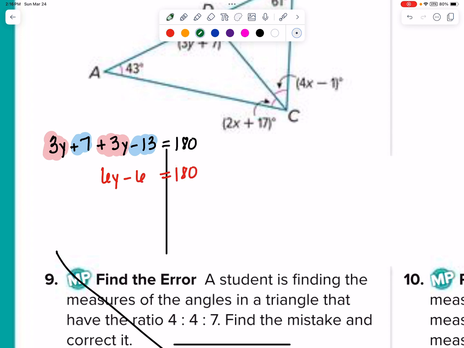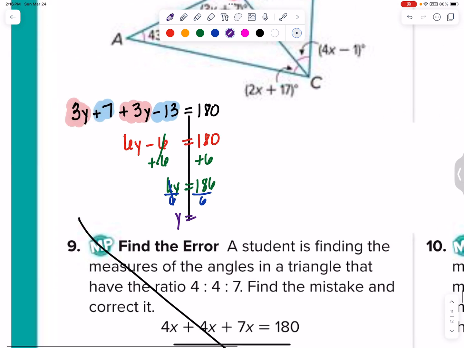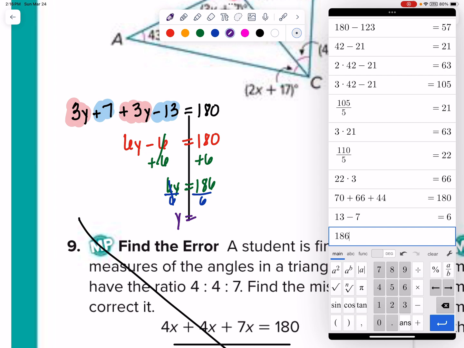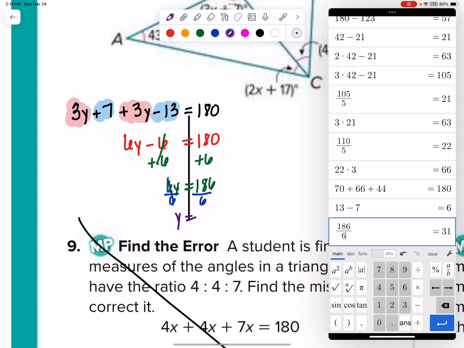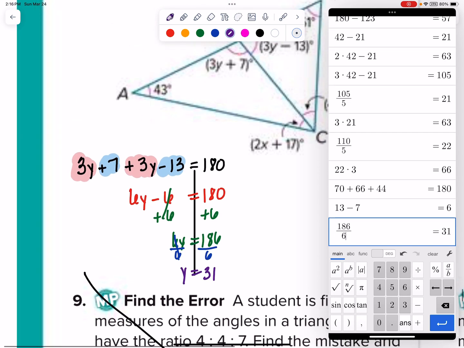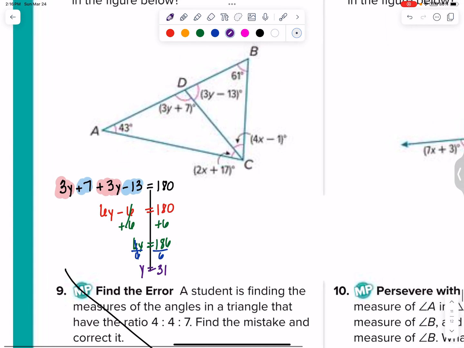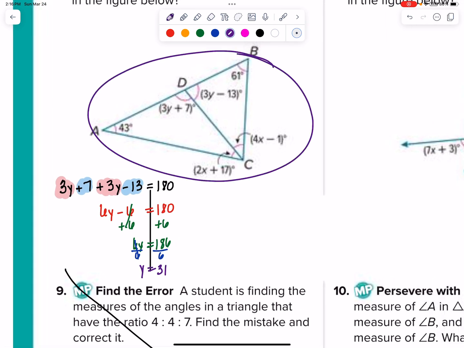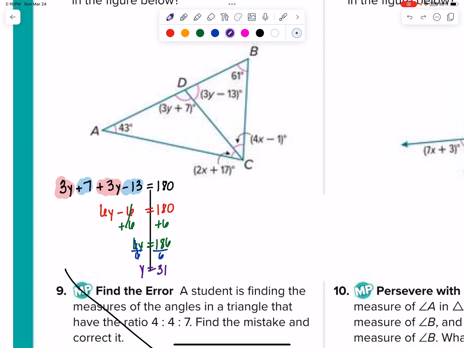Let's go ahead and start moving things around. We're using SADMEG, opposite order of operations. So we have 186 equals 6y. Divide both sides by 6, and you end up with y equals, let's go ahead and do this, 186 divided by 6 is 31. So now that we know every single y in this entire thing, okay, every single y is 31, now this can really help us out.